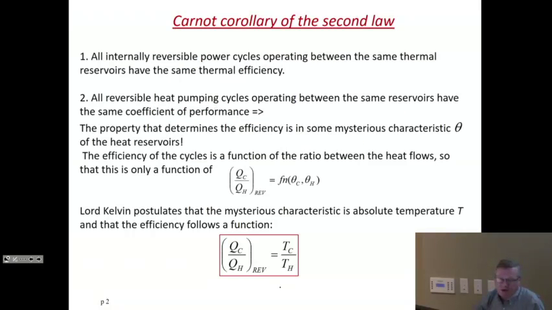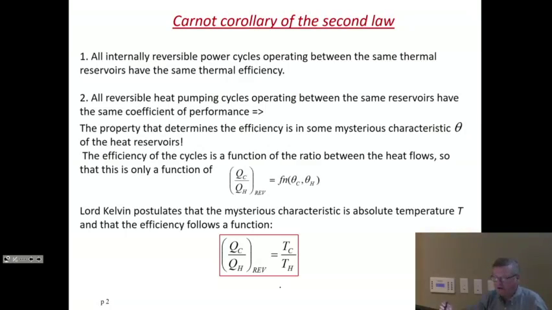So let's review what we had last time. We learned that all internally reversible power cycles operating between the same thermal reservoirs, a hot one and a cold one, have the same efficiency. So no matter what the reservoirs, all the reversible heat pumping cycles between the same reservoirs also have the same coefficient of performance. So the property that determines this is not a function of the cycle itself. It doesn't matter what the cycle is, nor does it matter what the fluid is that it is worked on.